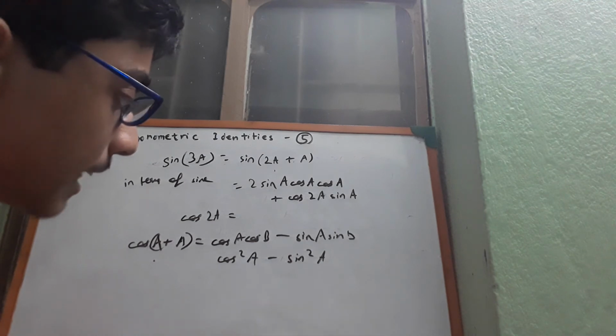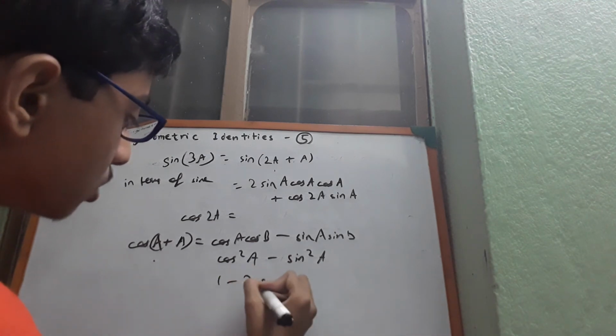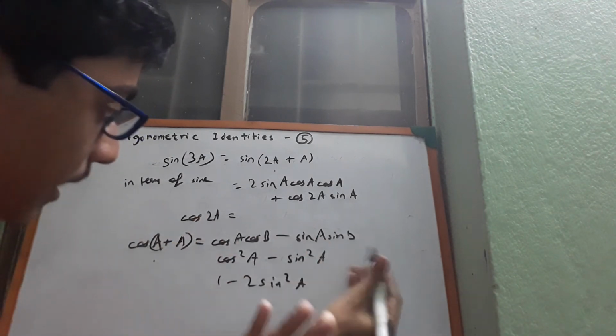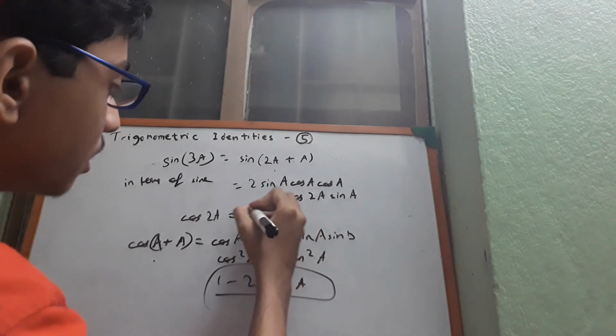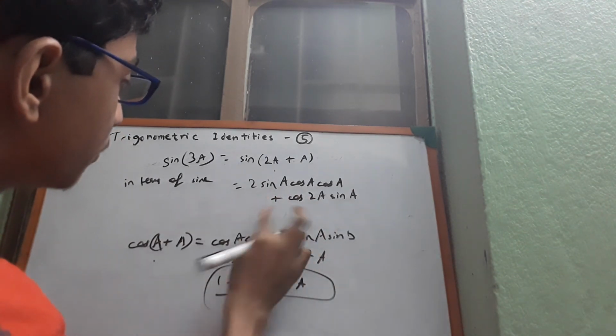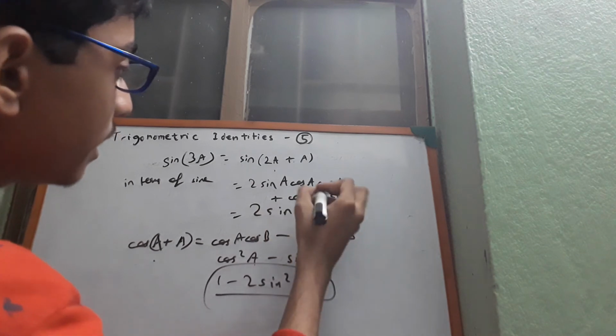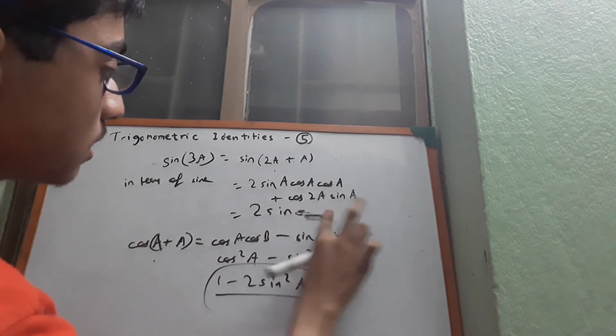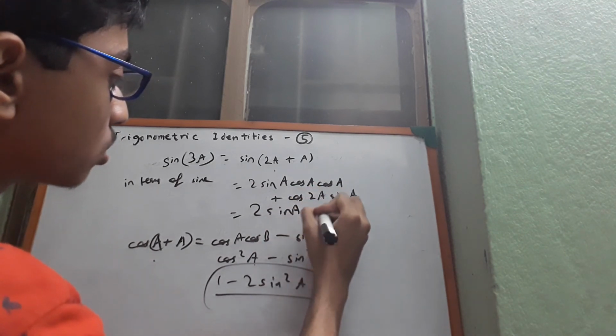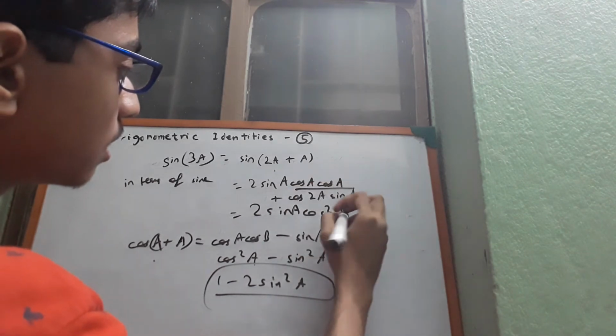So cos square is 1 minus sin square because obviously from Pythagorean identities. So 1 minus sin square minus sin square. That means 1 minus 2 sin square. So that means sine of 3a is 2 sin a cos square a, because we have 2 cos's here.